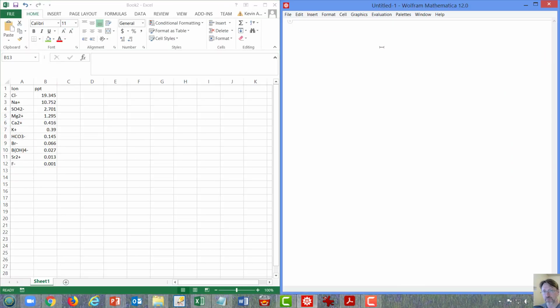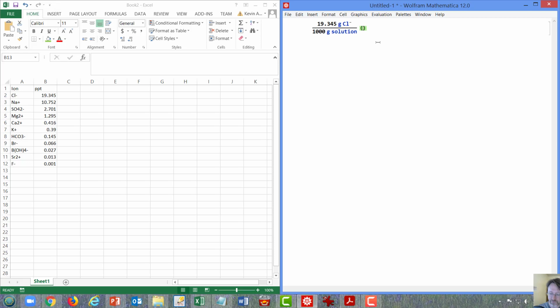Parts per thousand by mass. So for the first one, the Cl minus ion, what we are looking at is 19.345 grams of the chloride ion per 1,000 grams of the solution. That's what parts per thousand means. Okay, it's how many parts out of the 1,000.